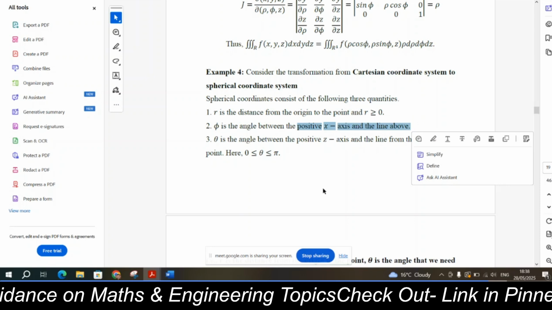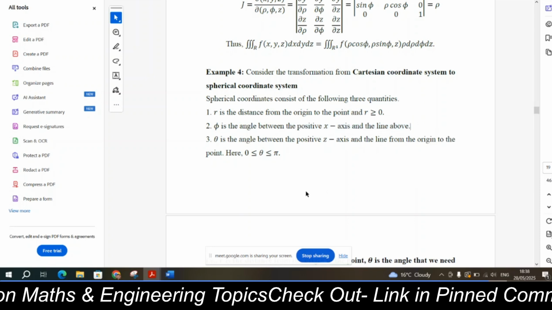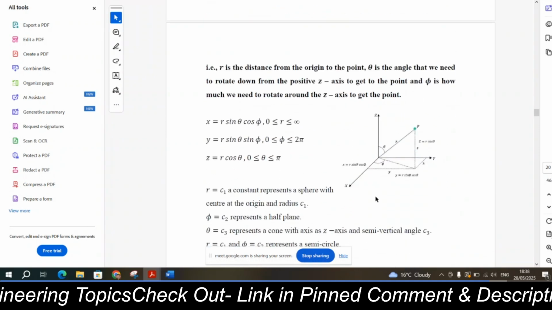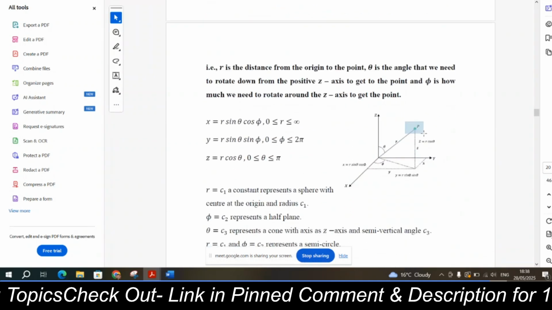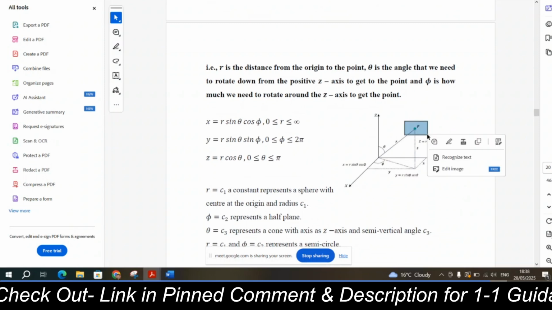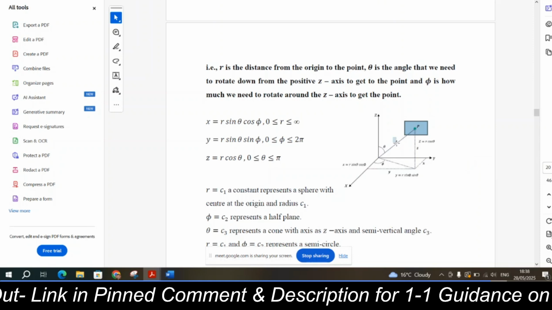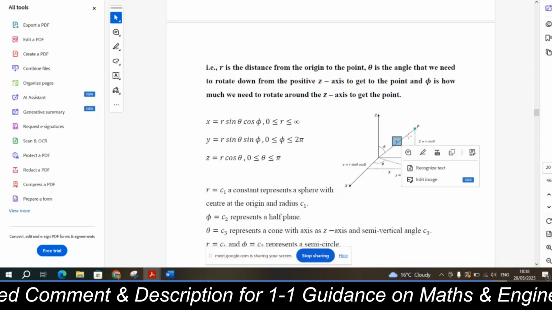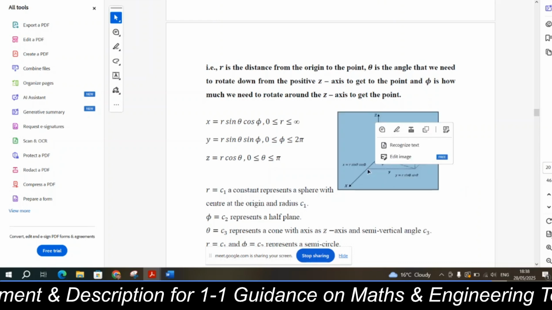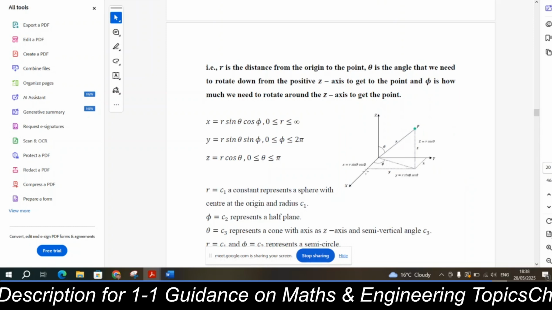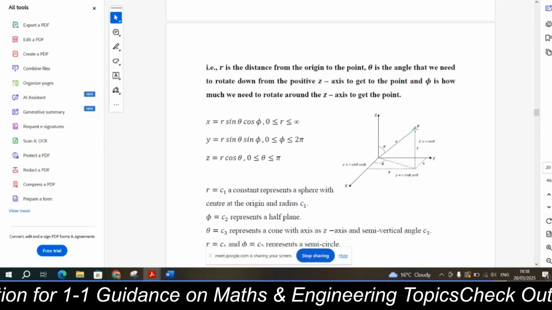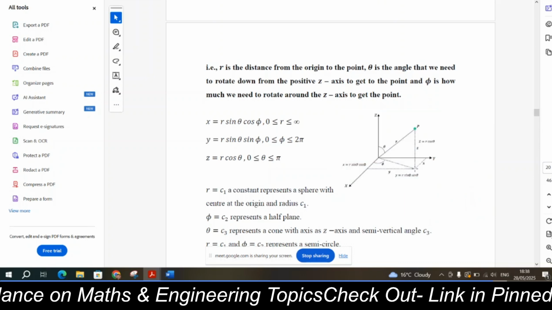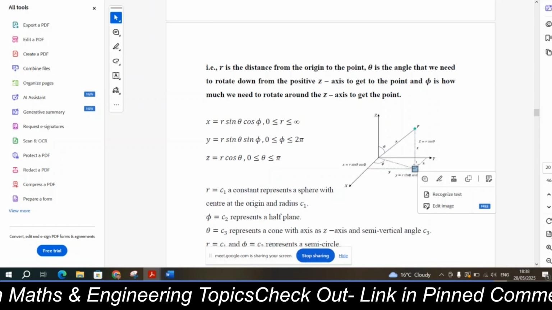So when you look at a 3D model, you will have two angles to reach a particular point. The first angle is the angle between the positive x-axis and the line above. When you say the line above, I have to draw a figure to help you explain this particular aspect. Oh, there is a figure. Okay, so this is your point P. The distance from the origin is directly r. That becomes your first variable.